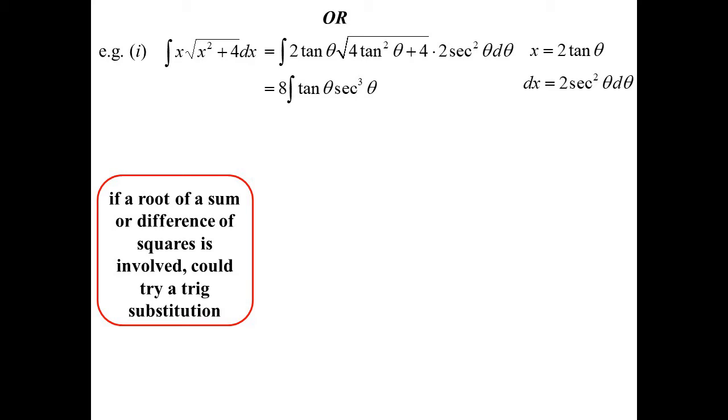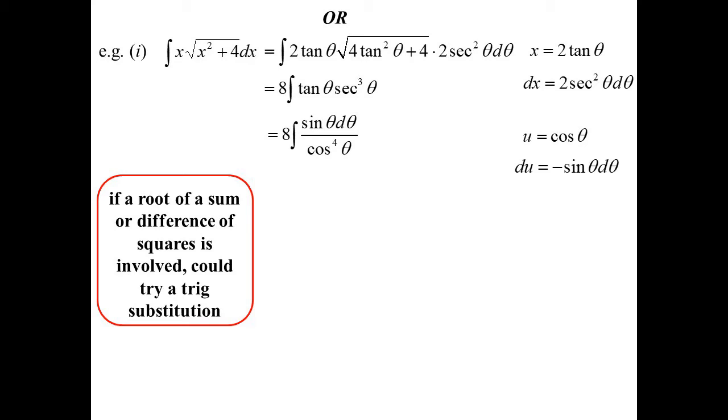Right, now what do we do? Has that made life any easier for ourselves? Well, I can now rewrite that in terms of sines and cosines, and I get sine theta on cos to the power of 4, but sine is, of course, minus the derivative of cos. So I could do another substitution, u equals cos theta.